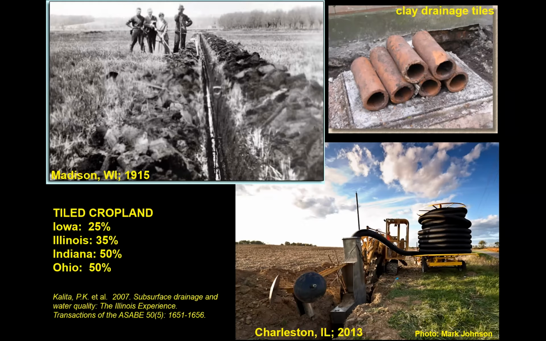And if you look at the impact of agriculture on wetlands, one of the most interesting areas of the country to study this is the upper Midwest, places like Iowa, Illinois, Indiana, Ohio. You look at the amount of current cropland that is tiled, meaning that it needed to be drained. The percentages are large. Iowa, 25%, Illinois, 35%, Indiana and Ohio, 50% of the existing cropland was formerly, or probably formerly, wetland.